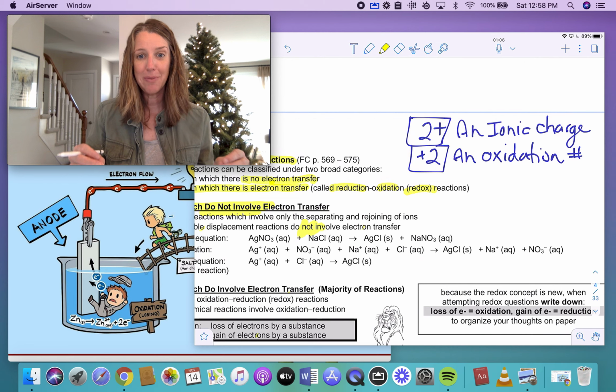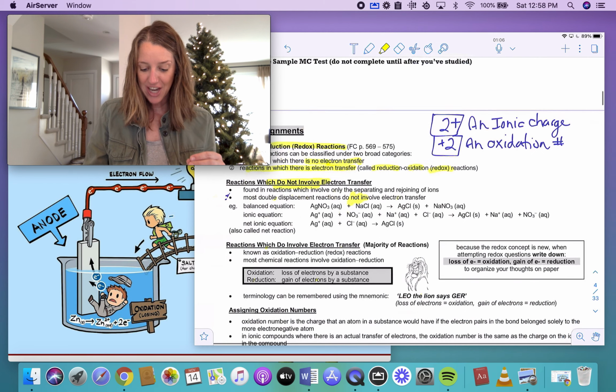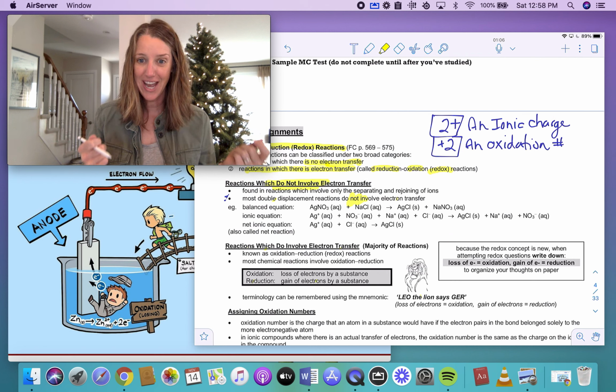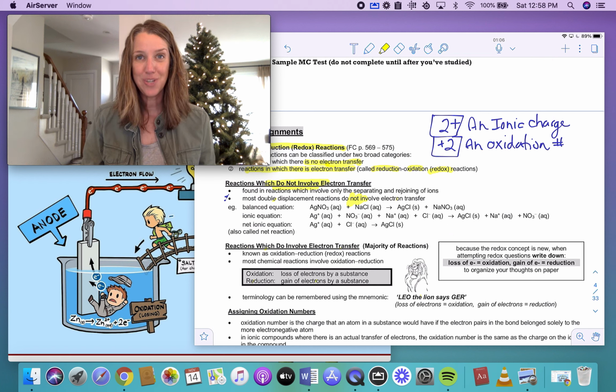Okay, so in this unit we're going to be looking at reactions where there is a transfer of electrons, okay? And we call these redox reactions. Here's how you remember which one's the oxidation and which one's the reduction.